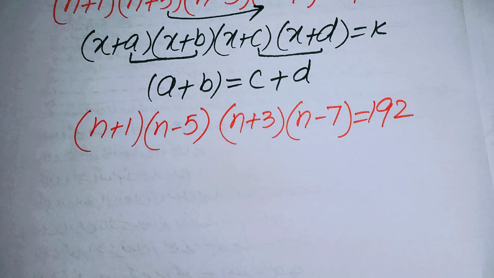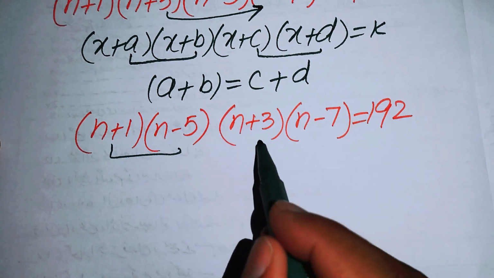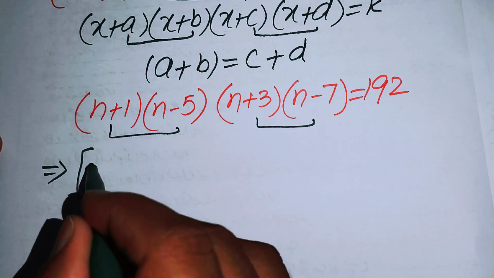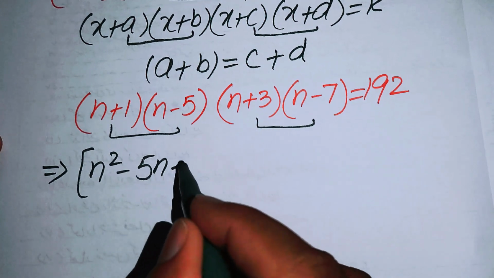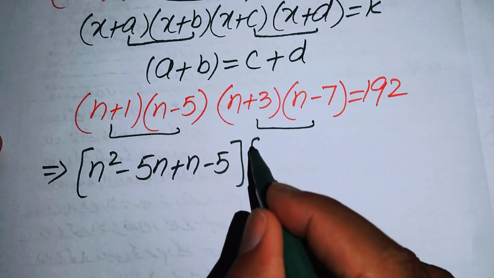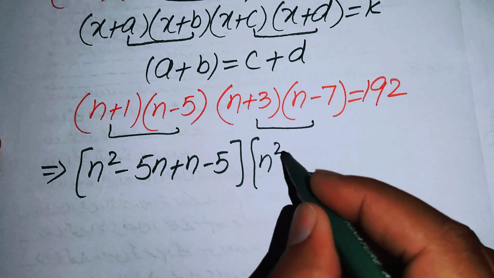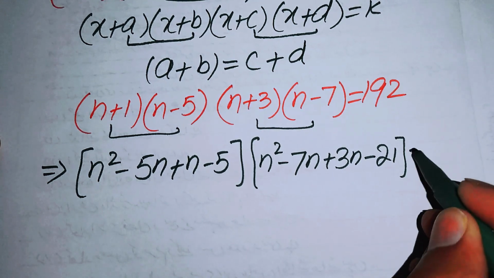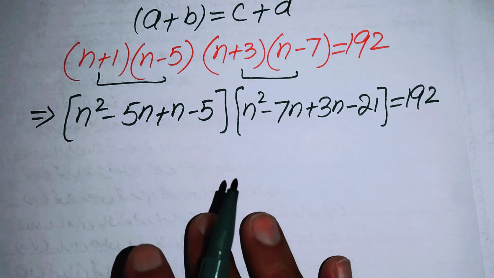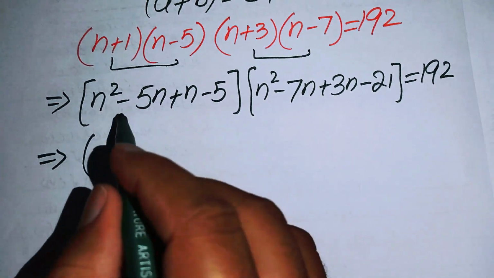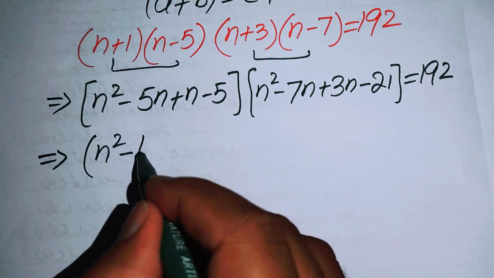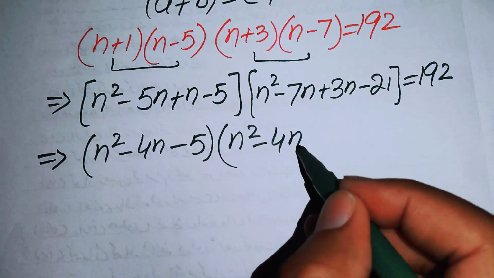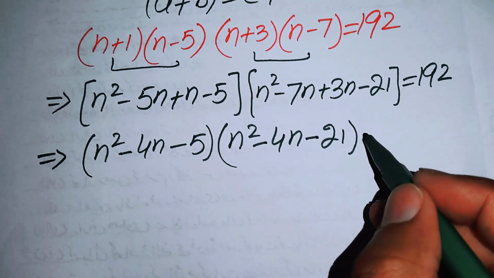And now we can multiply these two factors and these two factors as well. When you multiply the first two, you get n squared - 5n + n - 5, and when you multiply the other two, you get n squared - 7n + 3n - 21, equals 192. Now we rearrange these factors, and you get (n squared - 4n - 5)(n squared - 4n - 21) = 192.